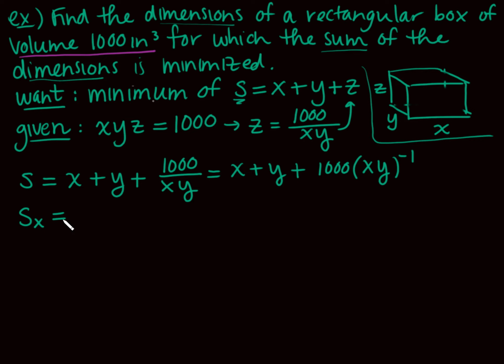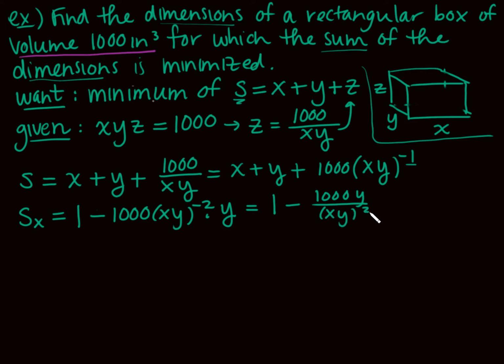All right, so s sub x, that's the derivative of this function with respect to x. I would have 1 minus, because I'm going to do the chain rule here. I'm going to bring that negative down, leave the inside, take 1 away, and then multiply by the derivative of the inside with respect to x, which would be y. And I'm just going to rewrite this: 1,000, so I get 1,000y all over xy squared, okay?